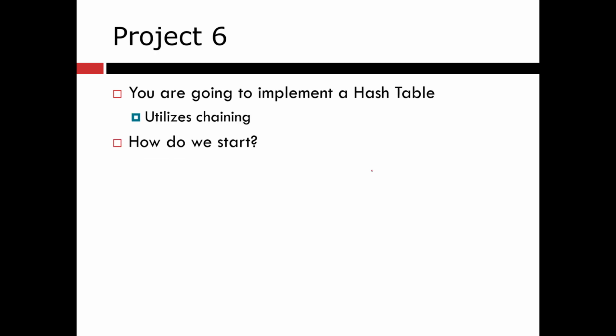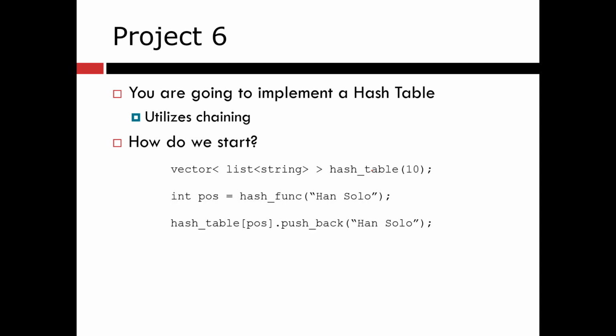Okay, so for our implementation, I'm just going to jump straight into Project 6 and talk about what you are going to be required to do. You are going to implement a hash table using chaining. So where do we start? Chaining is the idea that each hash index is mapped to a linked list. We can utilize two things we already know: a standard list and a standard vector.